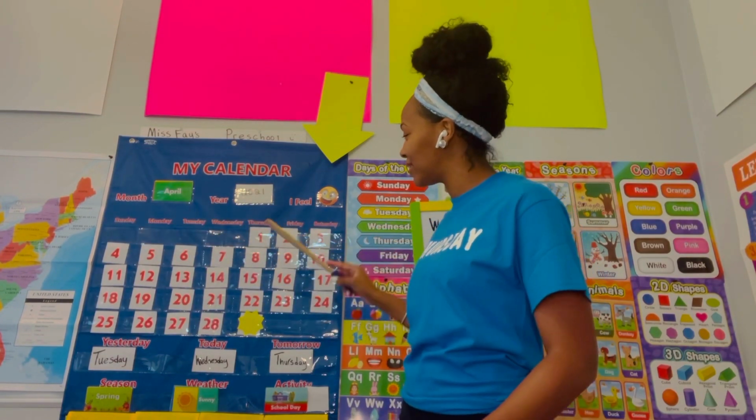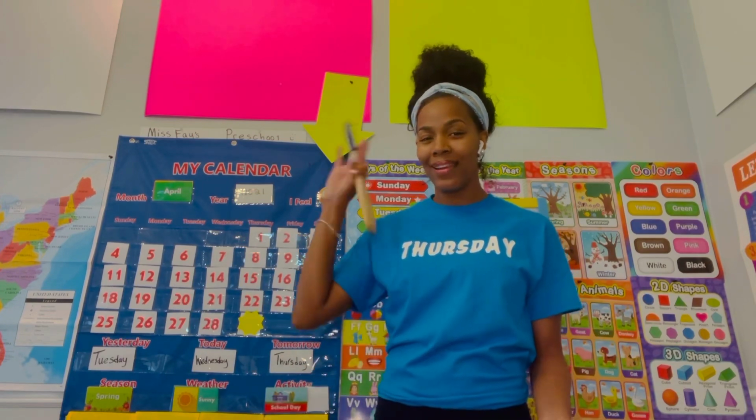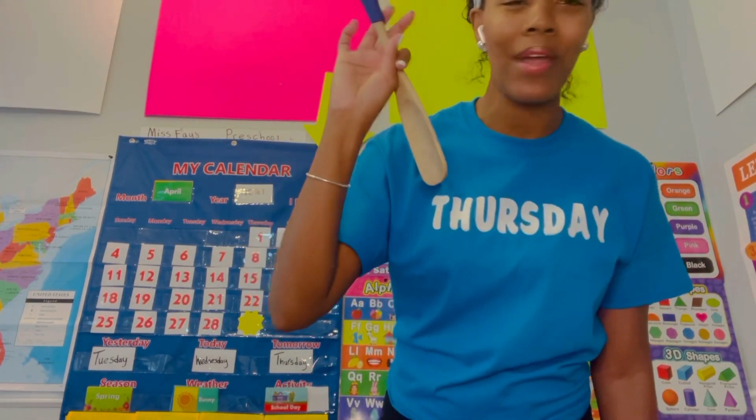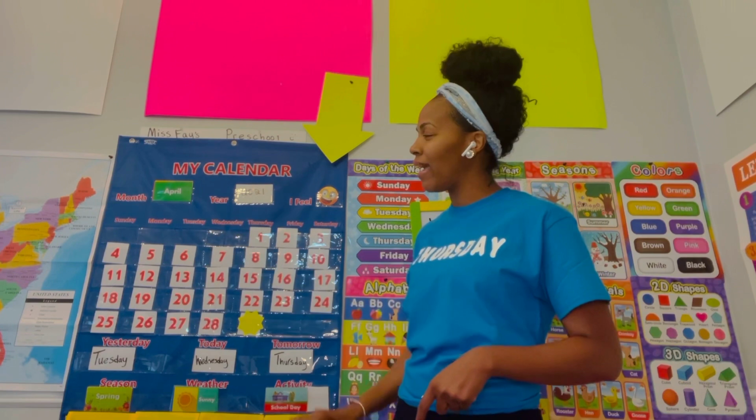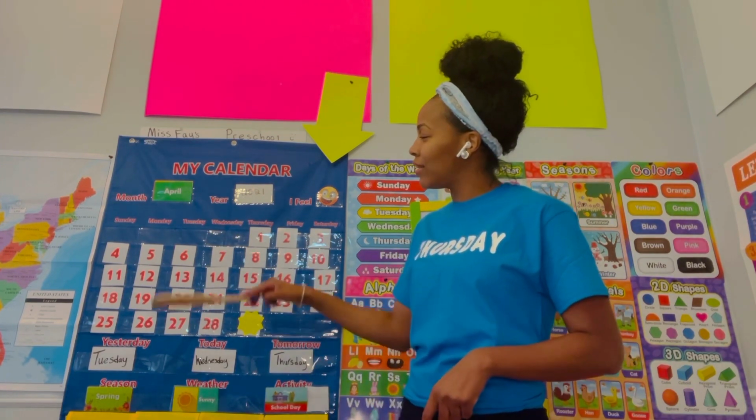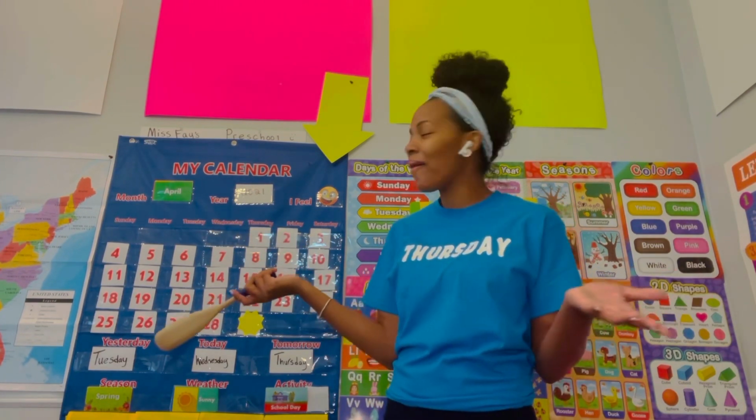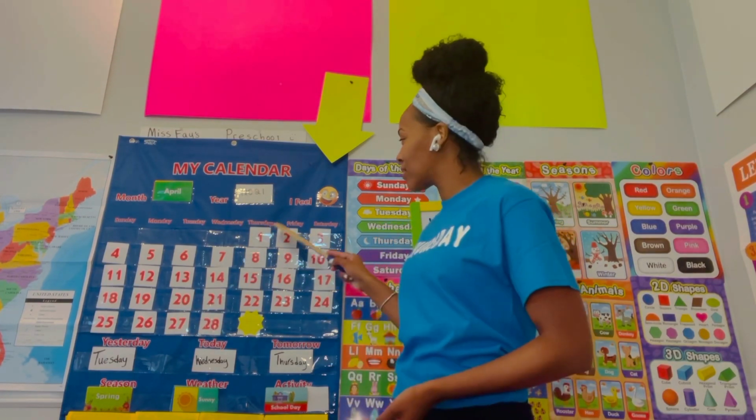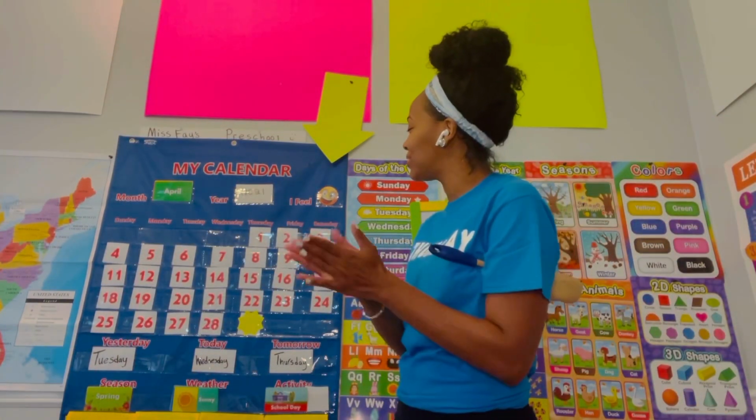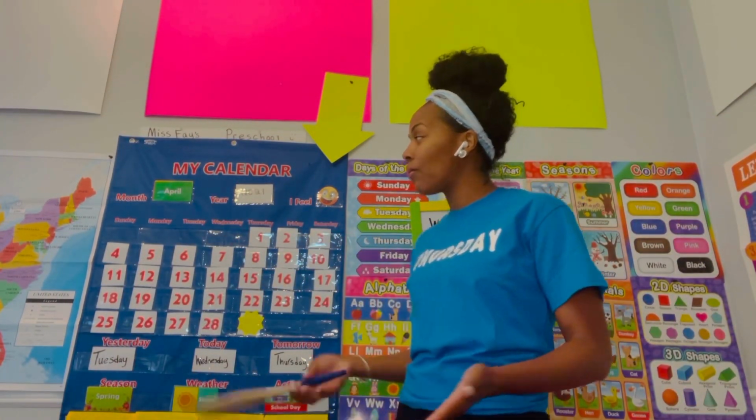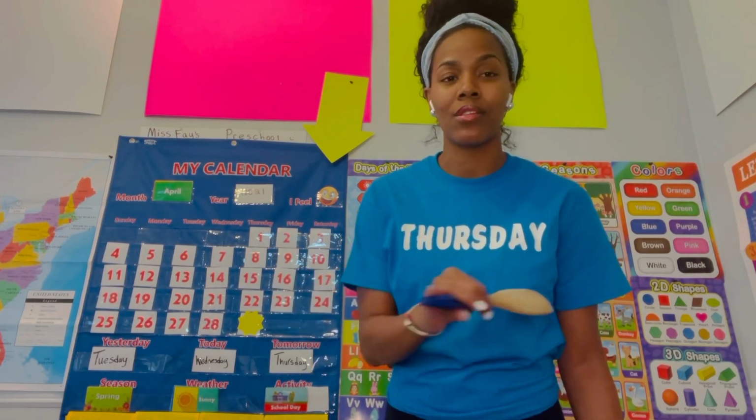Now we have to figure out what day it is. What day is it? Hint, hint, it is on Miss Faye's shirt. Let's see, is it Sunday? No, Miss Faye. Is it Monday? I don't think so. What about Tuesday? No. What about Wednesday? No. Thursday! Good job, friends. Good job. Okay, so now we know what the day is, and it is Thursday.